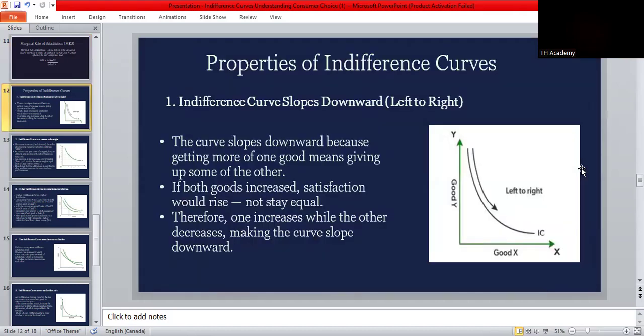Now, our next slide is indifference curve properties. First one is that the indifference curve slopes downward from left to right. The indifference curve always slopes downward from left to right. Why? Because when a consumer gets more of one good, they must give up some of the other to keep satisfaction the same. If both increase together, satisfaction would rise, not stay equal. So one good increases while the other decreases. That's why the curve slopes downward.